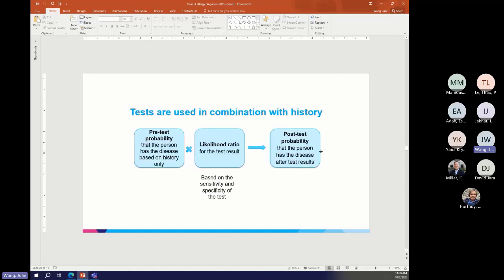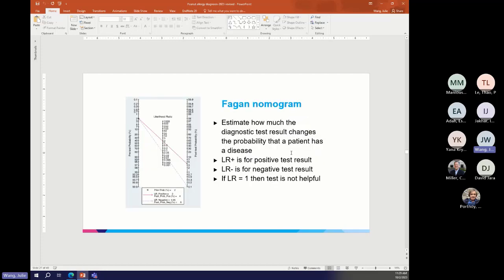And so what we do is we take the pretest probability that a person has a disease based on the history that we've collected, and then we look at the likelihood ratio for that test result, which again is based on the sensitivity and the specificity. And combined, that gives you the post-test probability that the person has a disease.